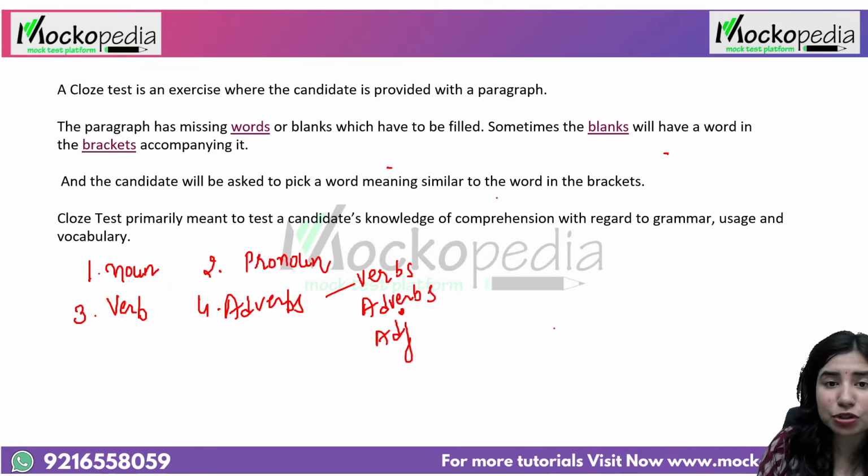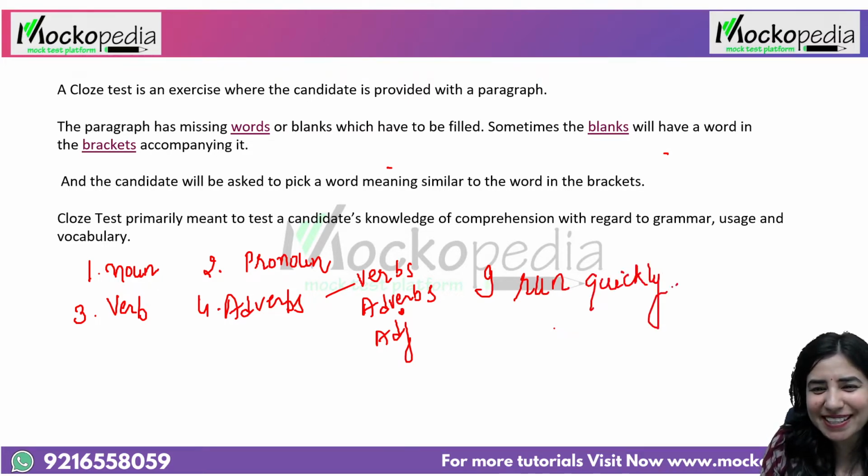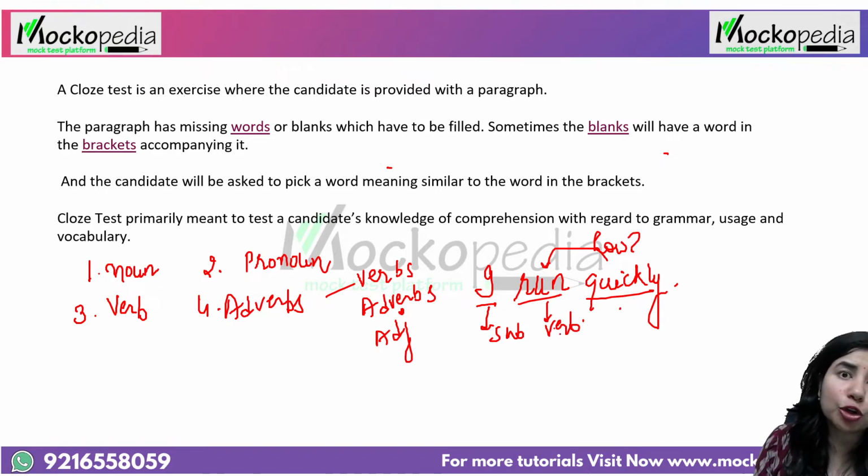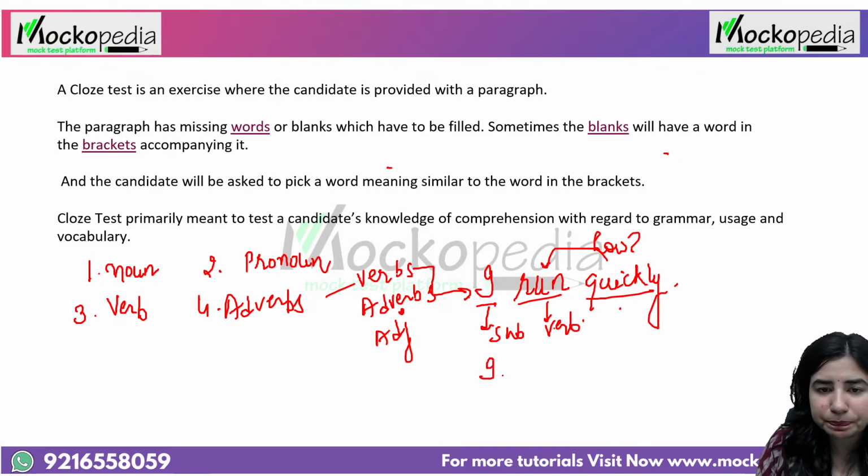How? Let me give you some examples, right? So I'll give you a statement. I run quickly, though I don't, but still we can quickly make a sentence. So in this case, I is the subject, run is the verb. That's an action that's happening. And quickly tells us how am I running. So quickly is an adverb, qualifying the verb, telling you more about the verb. So this is where I'm justifying the first usage. Let me give you the next example.